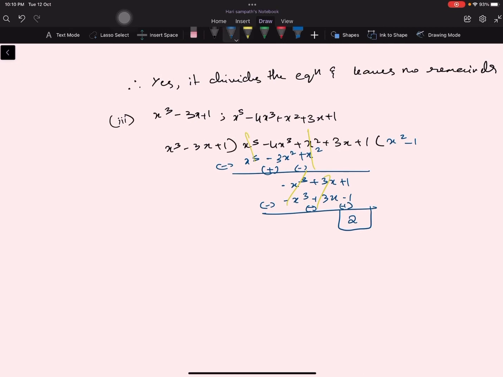So therefore it does not divide the equation perfectly.